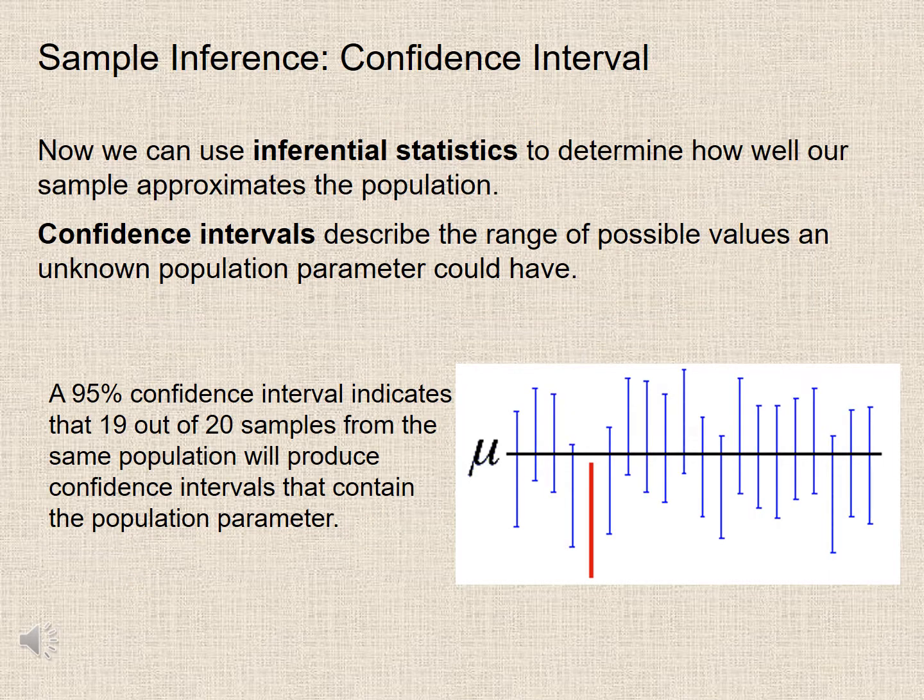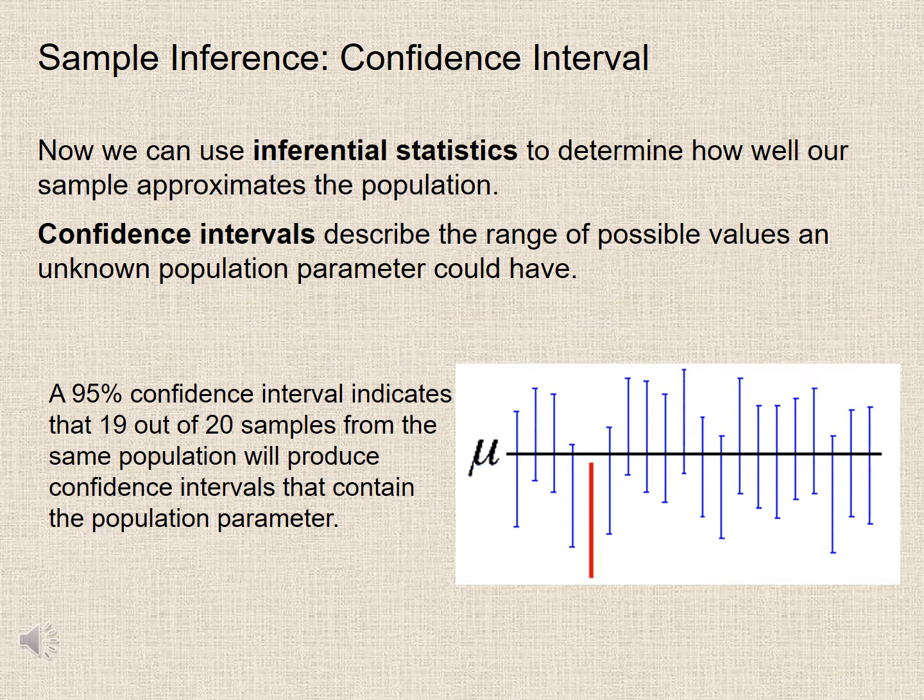After looking at how probability theory characterizes our sampling distribution, we can begin assessing our confidence in a sample. This requires us to use the concepts of inferential statistics to determine how well our sample approximates the population. We do this by developing confidence intervals that describe the range of possible values an unknown population parameter could have.